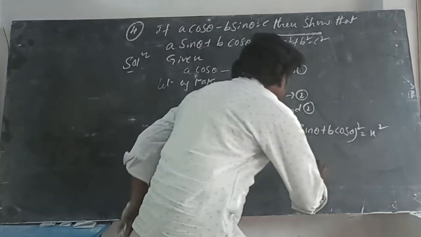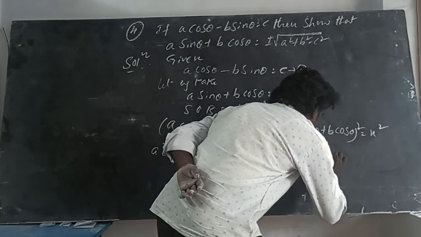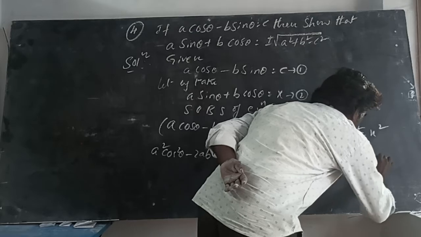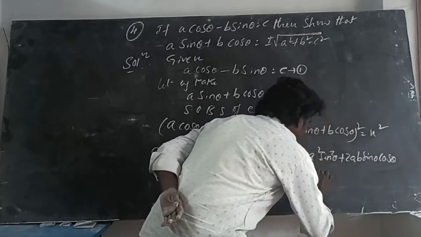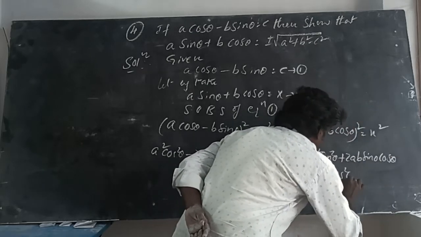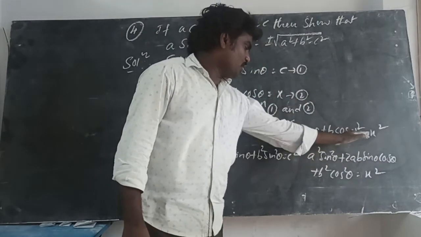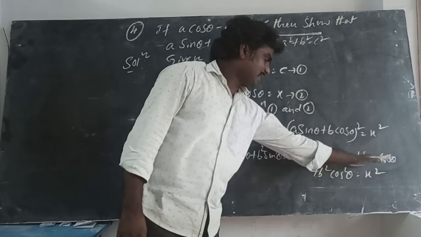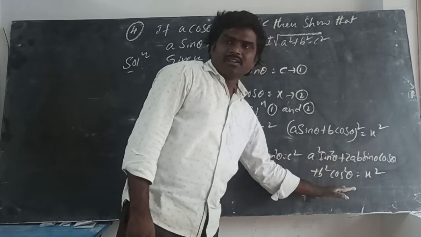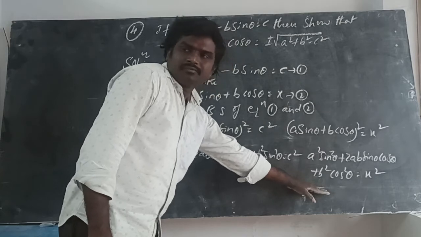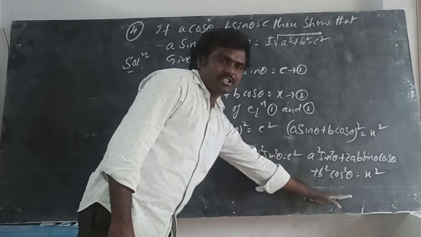Next, A square sin square theta plus 2AB sin theta cos theta plus B square cos square theta is equal to X square. Here we can use the formula x plus y whole square, that is x square plus 2xy plus y square. Now these two equations we are adding.